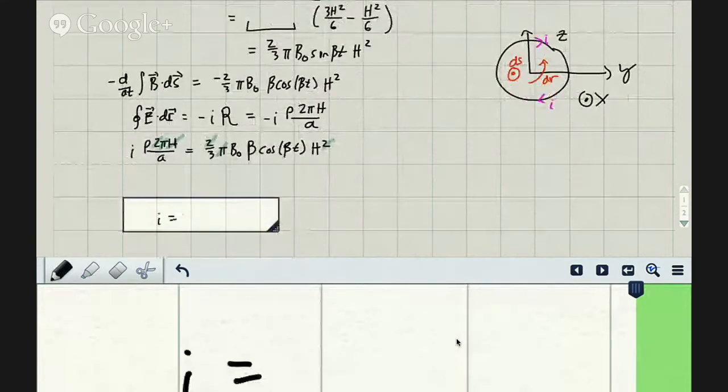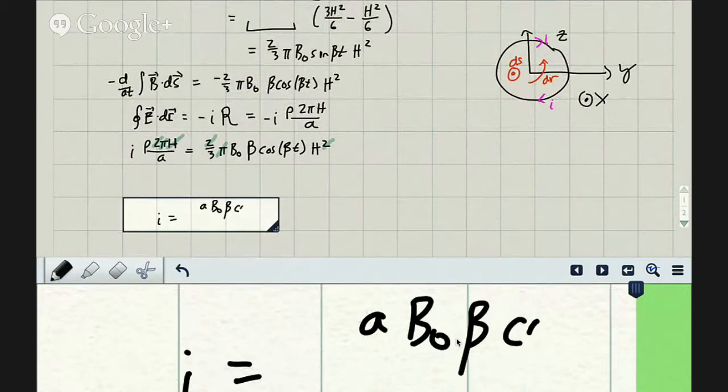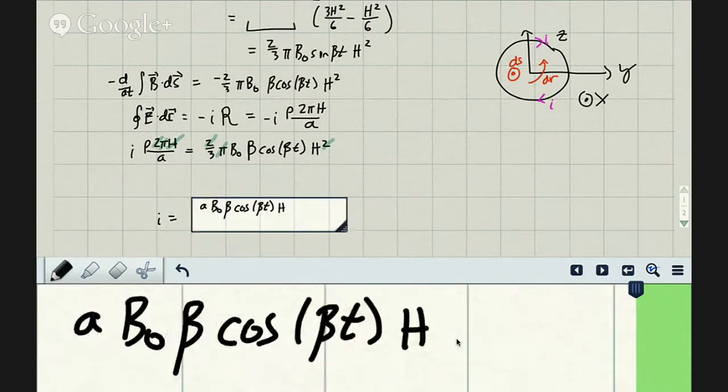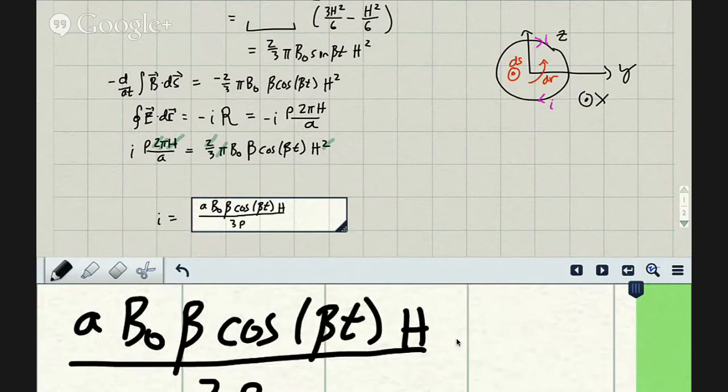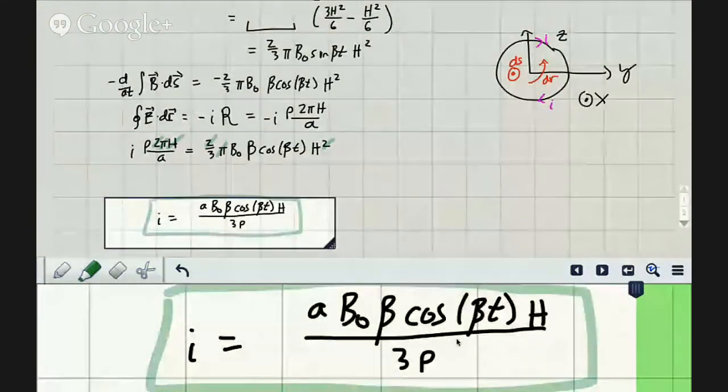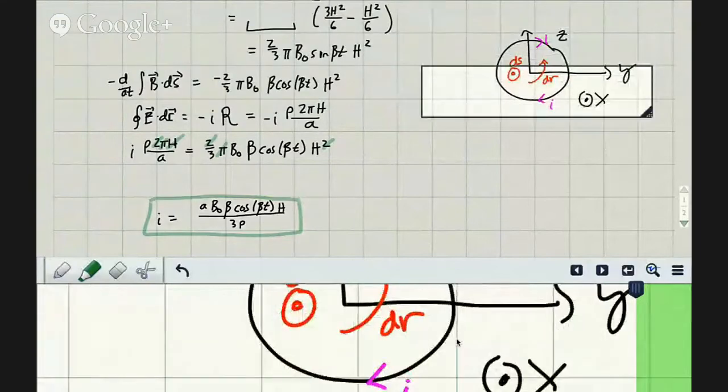I is equal to A B0 beta cosine beta t times h, all divided by 3 rho down here. Is that all right? It's positive, so the direction of current that we picked is consistent with what we're getting from Faraday's law. I don't see any complaints in the chat.